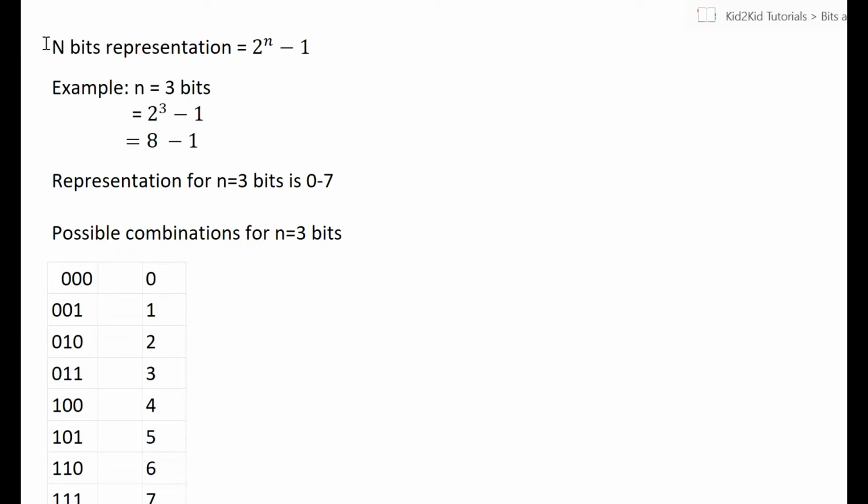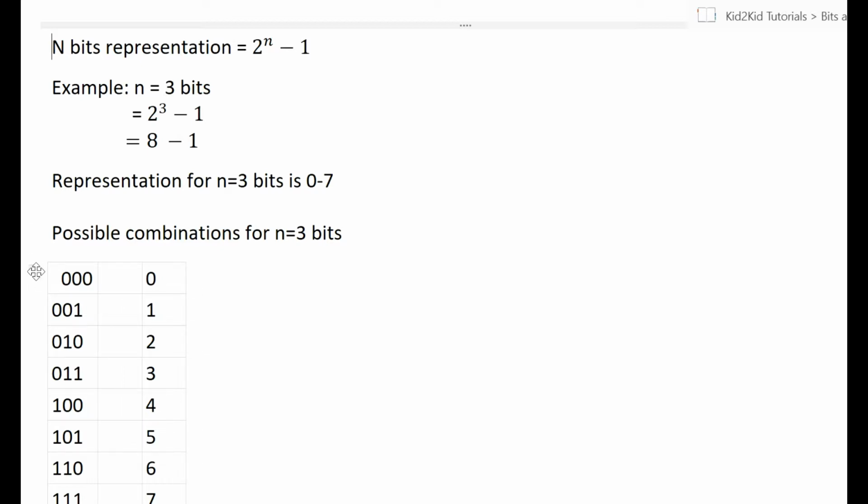Now let's talk about the bit representations. The n-bit representation is equal to 2 to the power of n, minus 1. For example, let's do n equals 3 bits. That would be 2 to the power of 3 minus 1, which equals 8 minus 1. So the representation for n equals 3 bits is 0 to 7. The representation is basically the max number that you can have, which in that case is 7. So that's why we have 0 to 7.